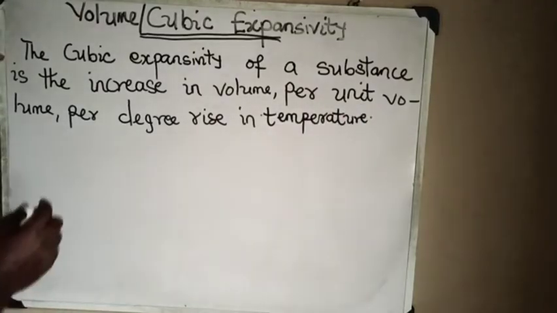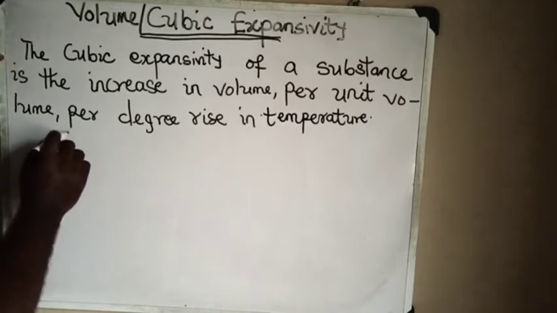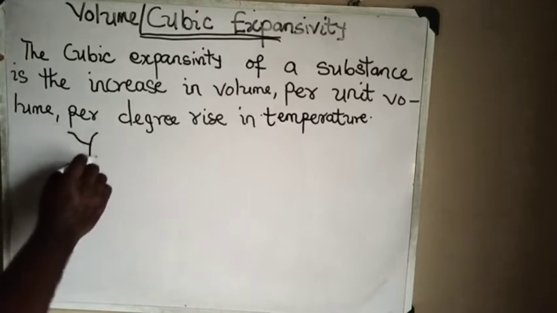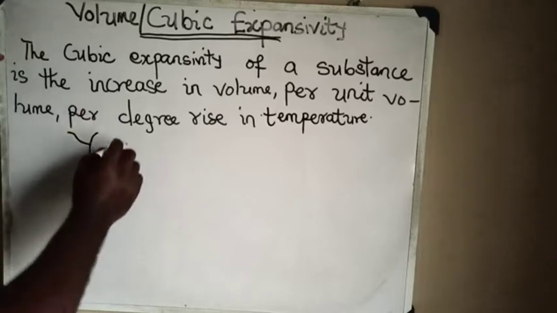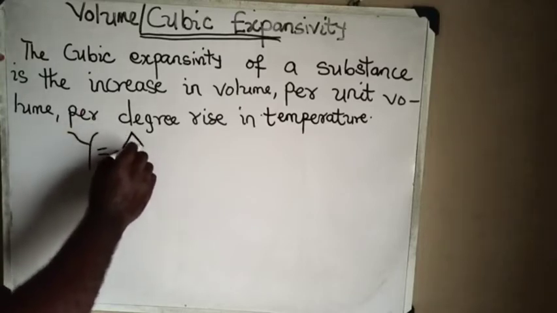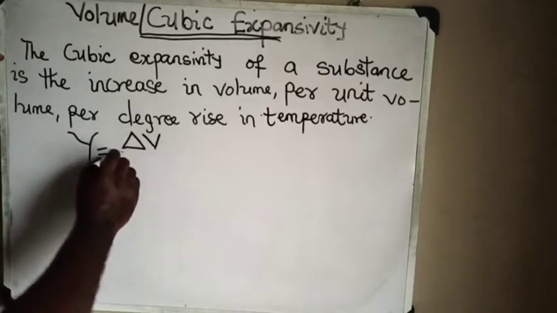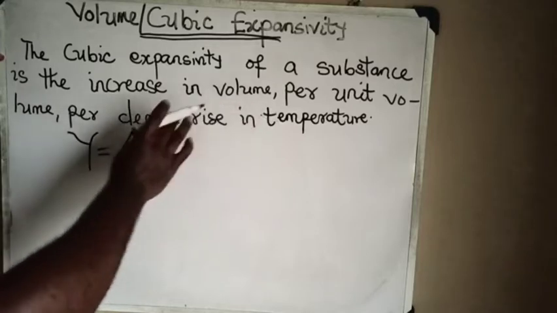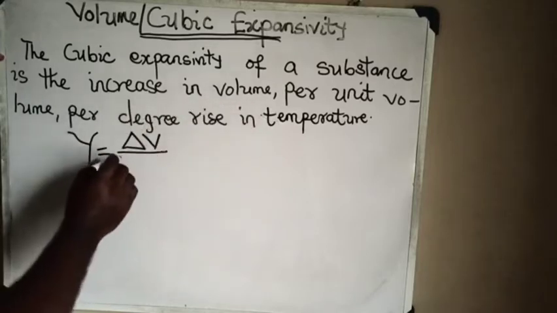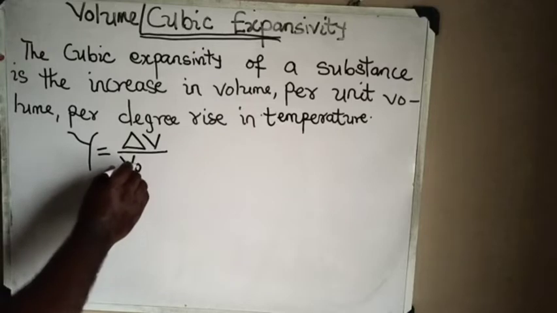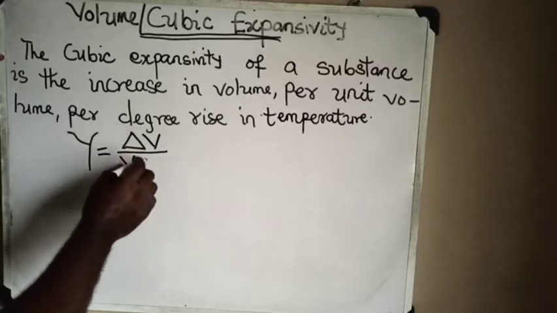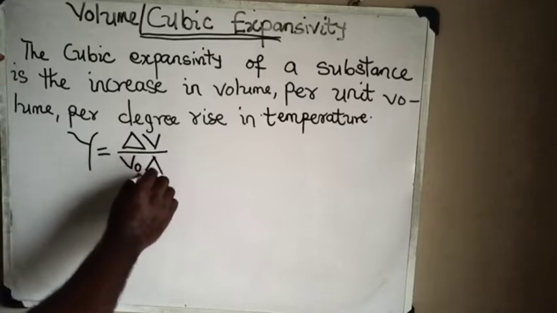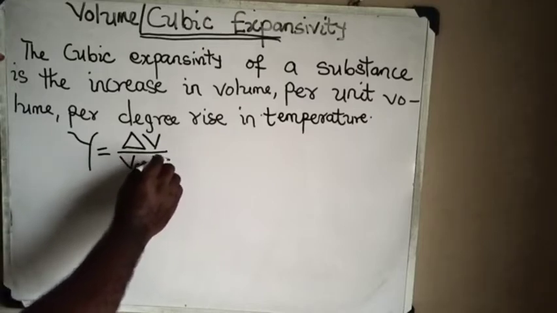And the symbol for cubic expansivity is gamma, which is equal to the increase in volume, that's the change in volume, where V stands for volume, all over the unit volume, that's the initial volume, and then per degree rise in temperature, times the change in temperature T.